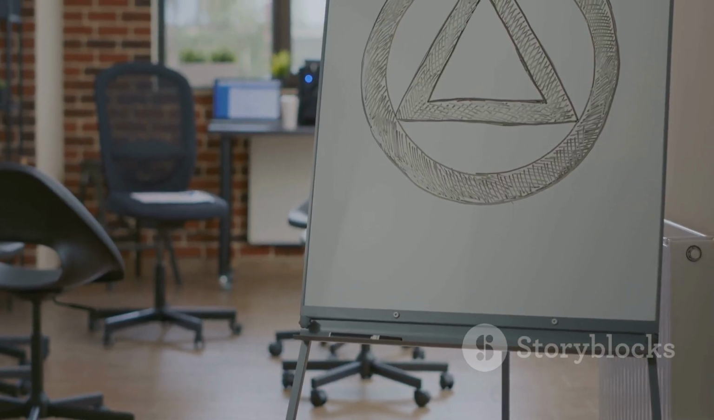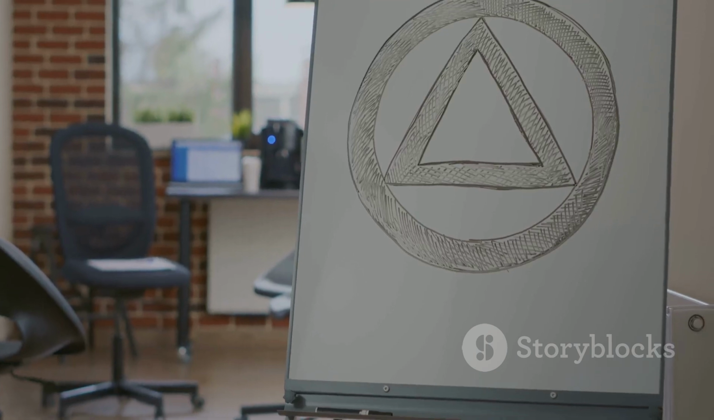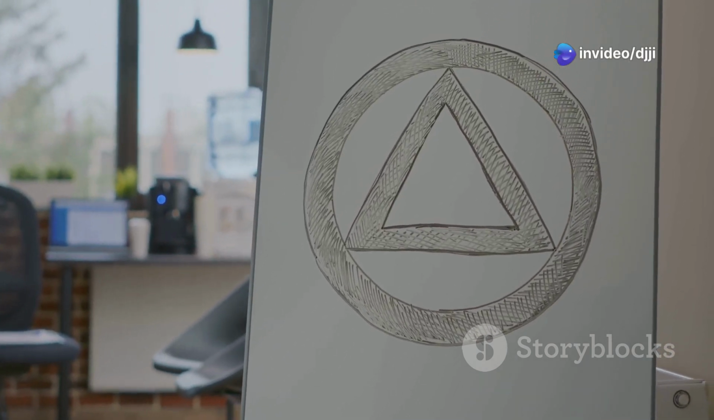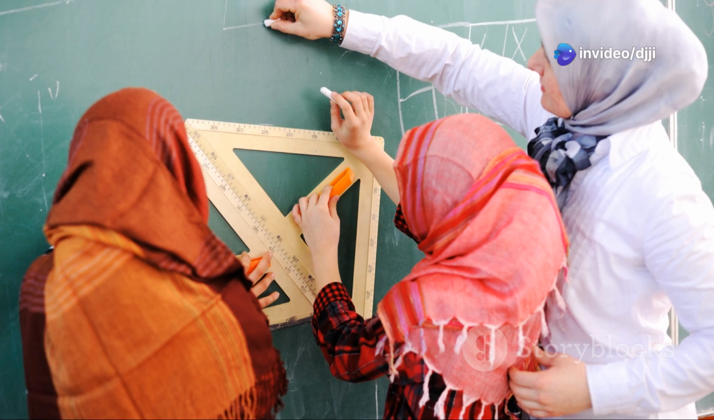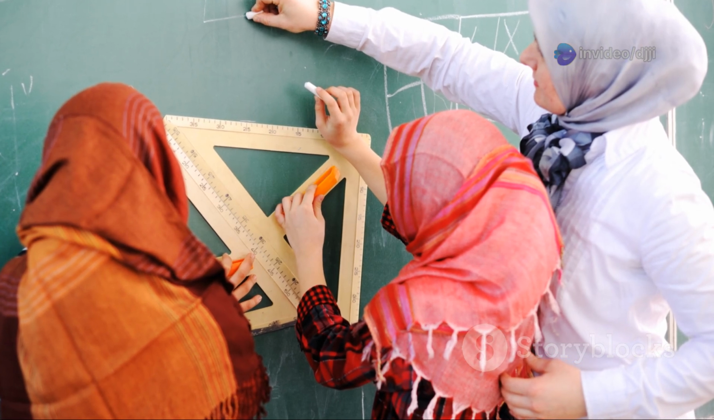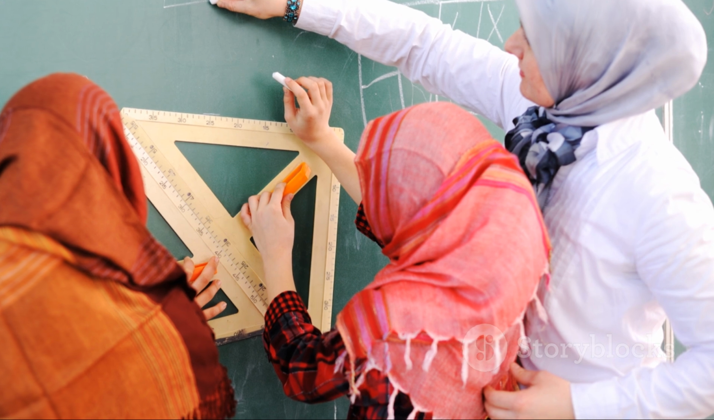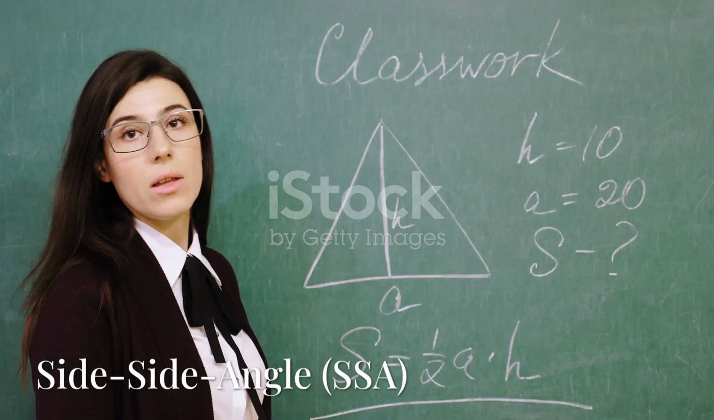Proof by drawing: if you draw two triangles with the same two sides and the included angle, there is only one way to complete the triangle and the two triangles will be identical. In simpler terms, if you know two sides and the angle between them are the same in two triangles, you can be sure the triangles are exactly the same.